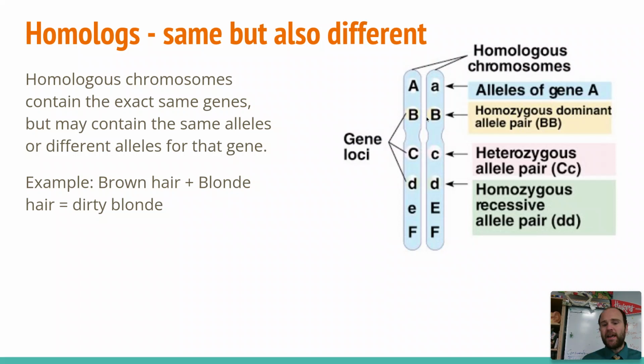Here, both mom and dad contributed a dominant form, so it's the same. For gene C, you can see that, again, we have a dominant and a recessive, and so on. So it's important to understand that these homologs are the same chromosome number. They have the exact same genes on them, but they might have different information because they could have different alleles, or different forms of that same gene.